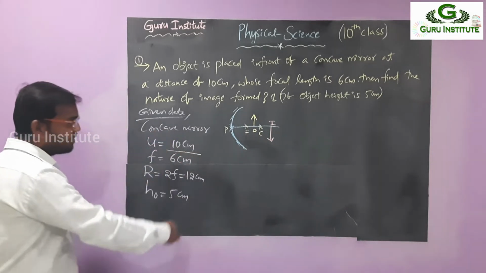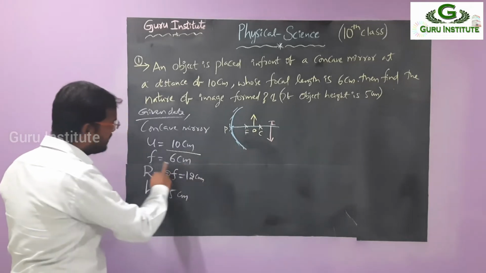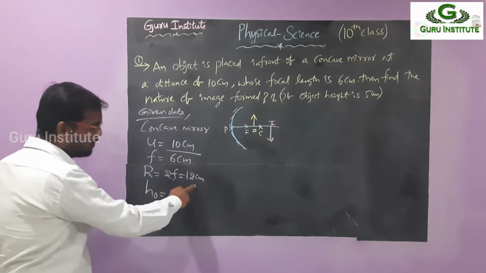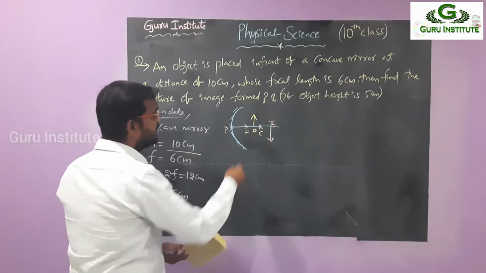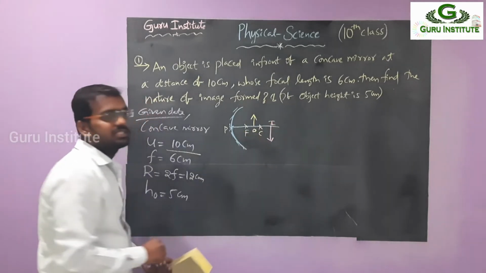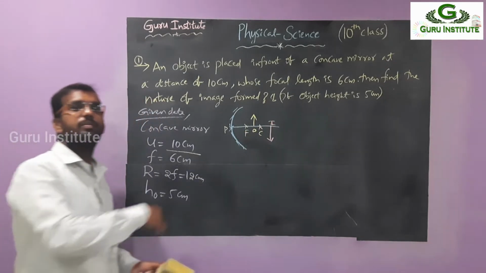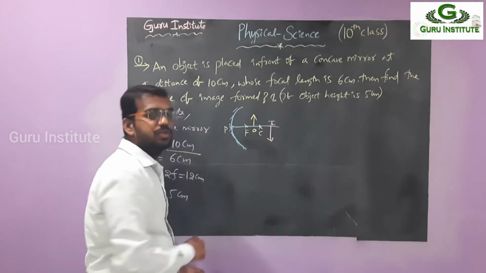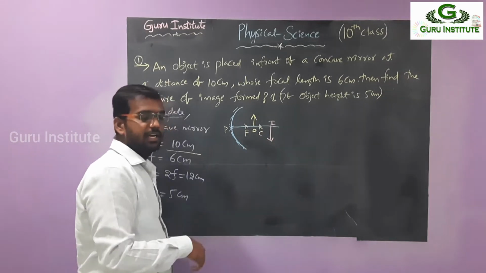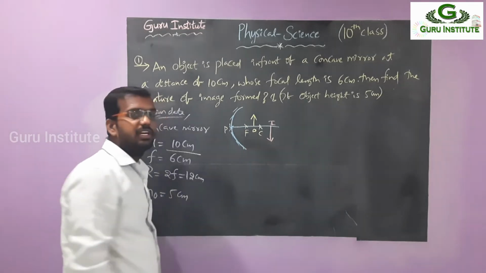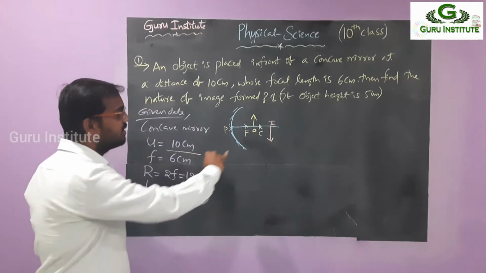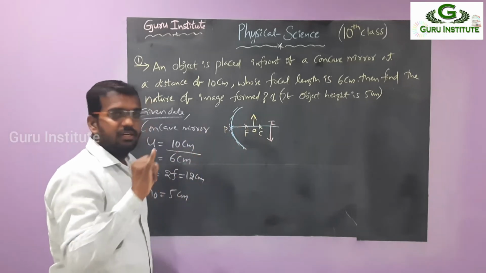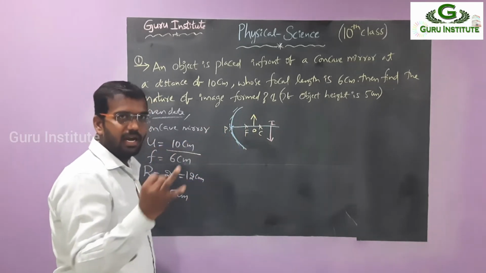By using the data, if you draw the picture like this, F is 6 centimeter, R is 12, and 10 means that is between F and C. Between F and C means always the image is formed after C, that means beyond C. Whenever the image is formed beyond C, the size is enlarged, and from the ray diagrams it is inverted and real. So the image nature is done: position beyond C, inverted, real and enlarged.